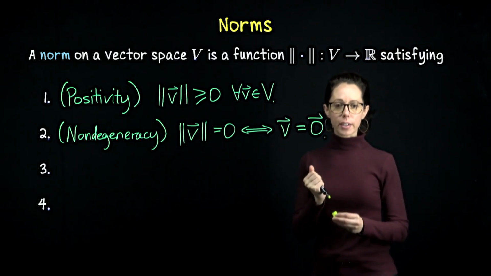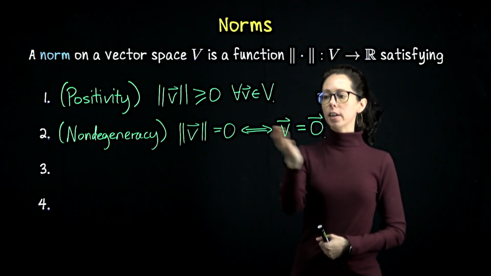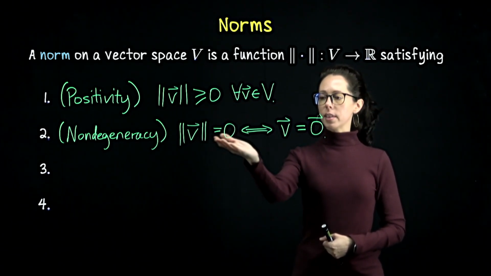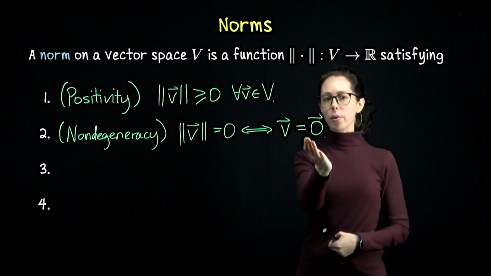I'm using traditional vector notation here, in part because I want to highlight the difference between the 0 vector and the scalar 0. So here, this 0 is just a measurement. This is just a real number length. And this is the origin in our vector space.